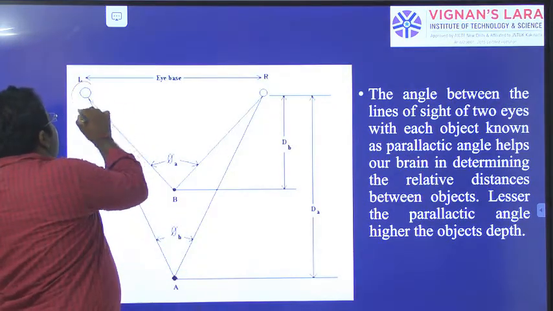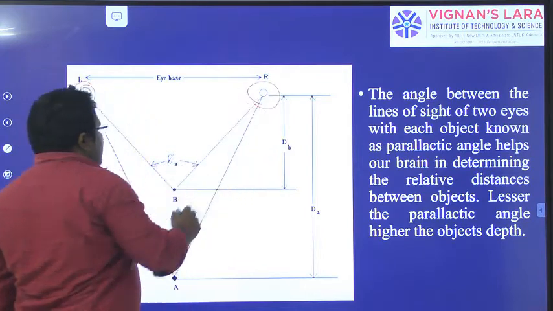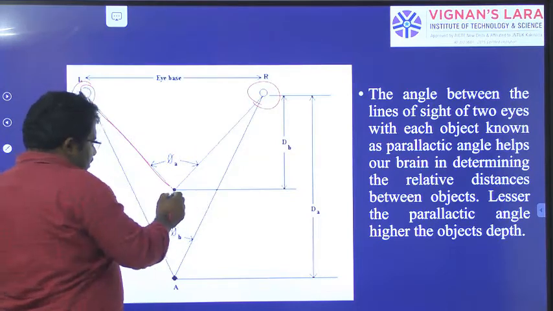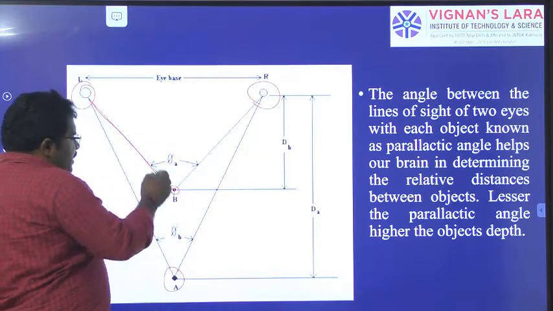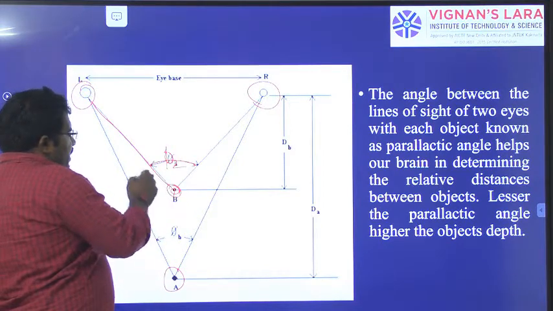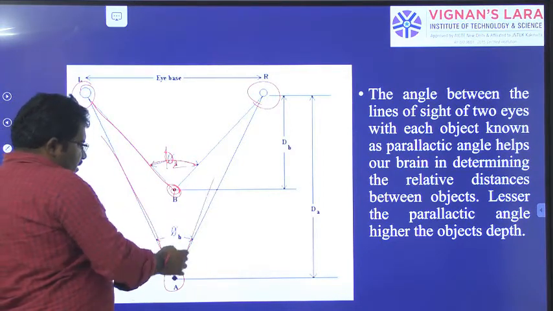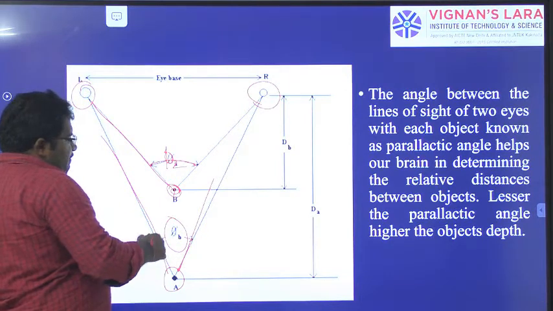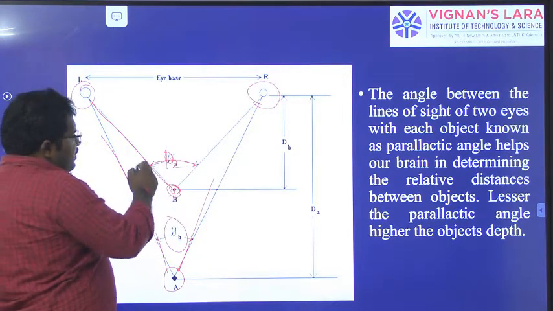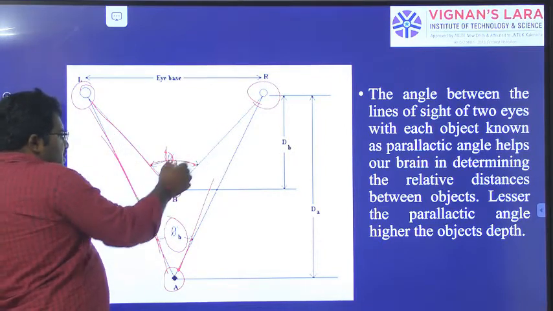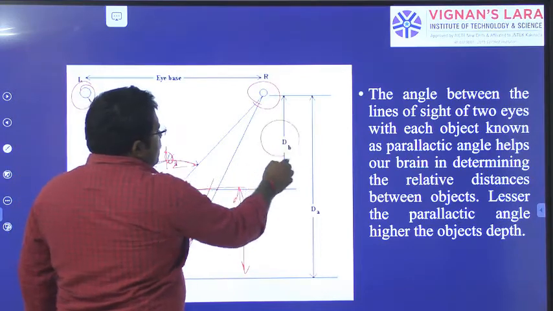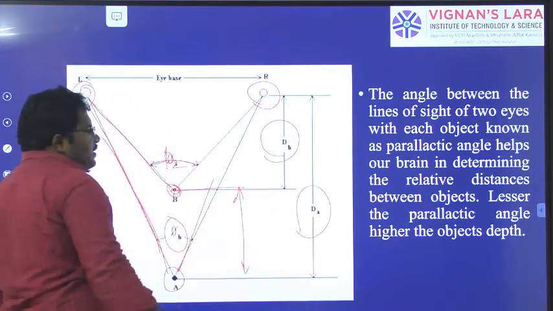So this is left eye, this is right eye, right? You can see here from the images, a point A, B I am seeing. With A, the angle difference is phi A, and with B, the angle difference is phi B, right? So by seeing this, we can know this height. So dB, D2, everything we can know, right?